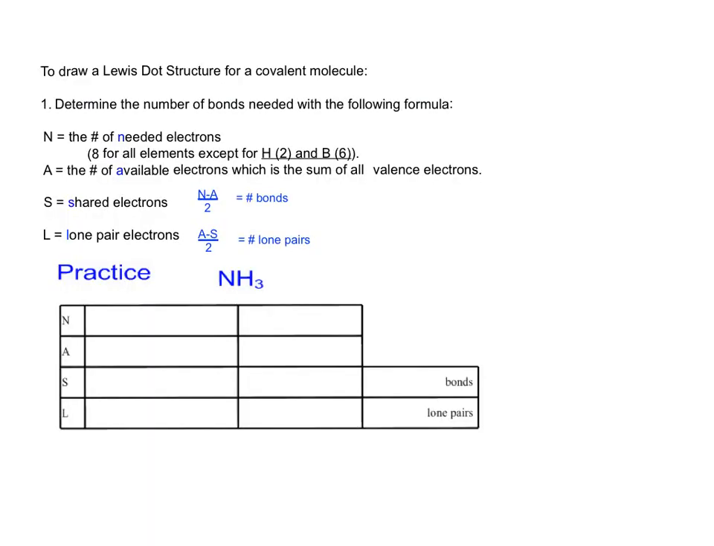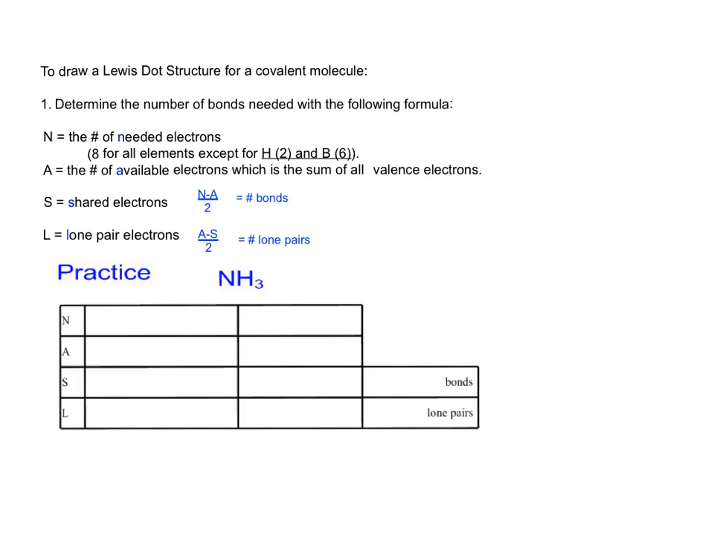To draw a Lewis structure, we've got to be able to calculate how many of these atoms are being shared in bonds and how many are not. So here we've got our steps. Number one, we need to determine the number of bonds needed. I'm using the formula. N stands for the number of needed electrons. So all elements pretty much want eight, right? That's that magic number, that octet.